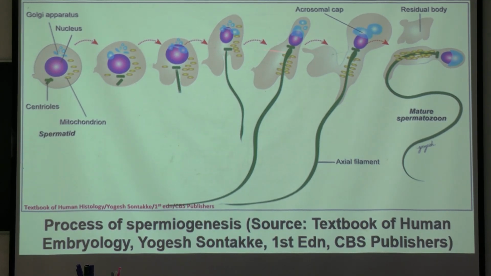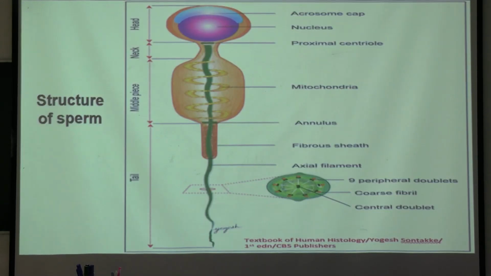So these are the processes of development from spermatid to development of a mature spermatozoon. The residual body is left, and the acrosomal cap is forming. The Golgi apparatus fuses to form the acrosomal cap. Mitochondria are arranged around the middle piece of the sperm, and from the centrioles the axoneme extends in length, forming the tail of the sperm. So this is the maturation process of spermiogenesis.